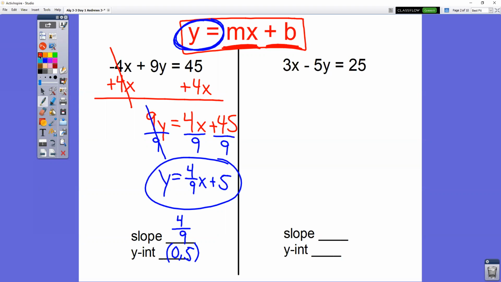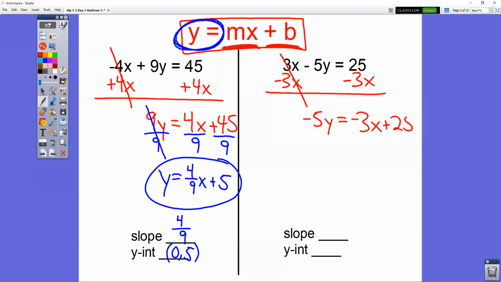To get this -5y all by itself, I need to get rid of the 3x. I get rid of a 3x by doing -3x and -3x. Those 3x's cancel out. Bring down my -5y, bring down my equal sign. Remember, you cannot subtract these to be 22x. It doesn't work that way. You can't do a plain number minus an x. But I want to switch around my order so that my x comes first because I want it in this slope-intercept form. So that becomes -3x plus 25. It's plus 25 because that was a positive 25.